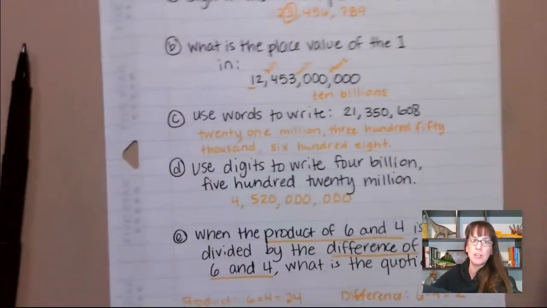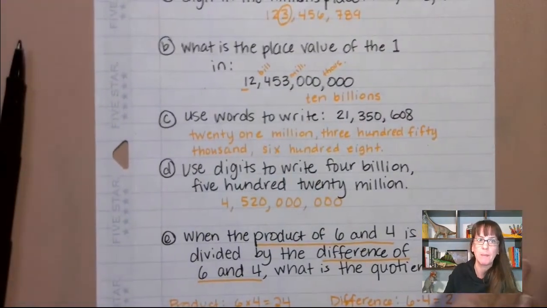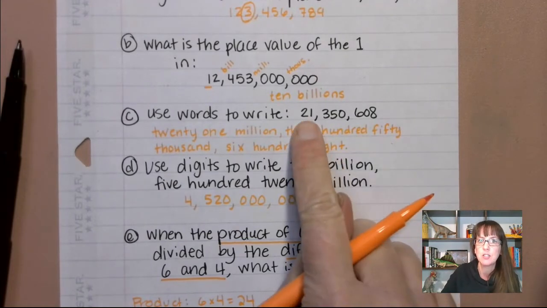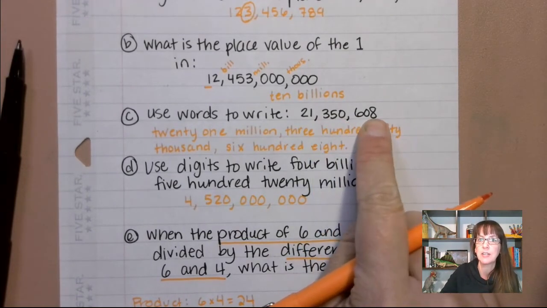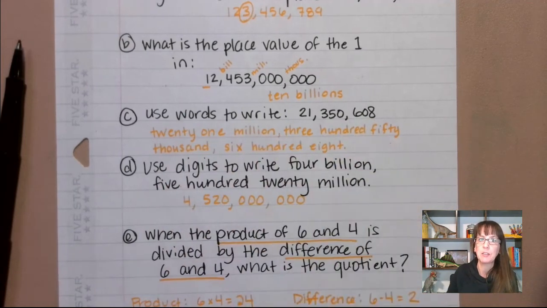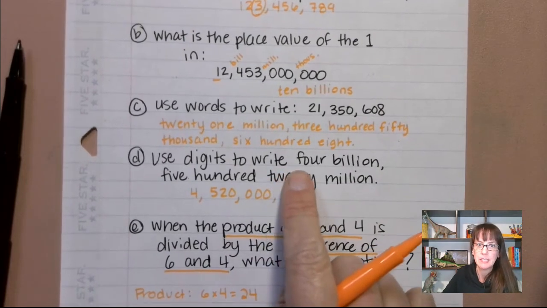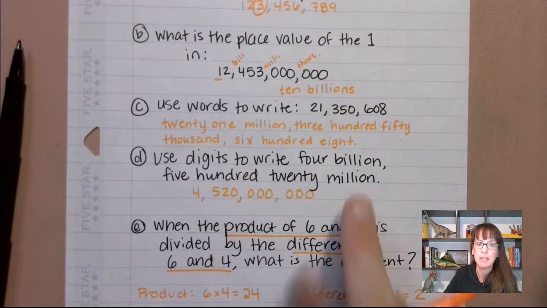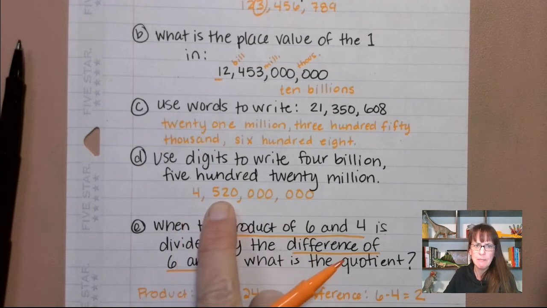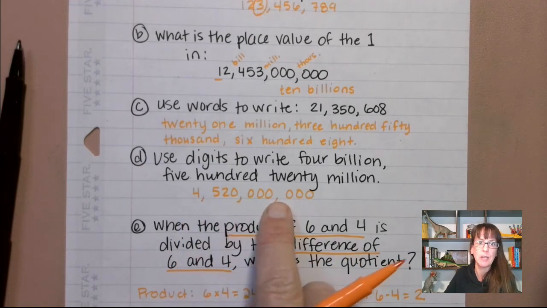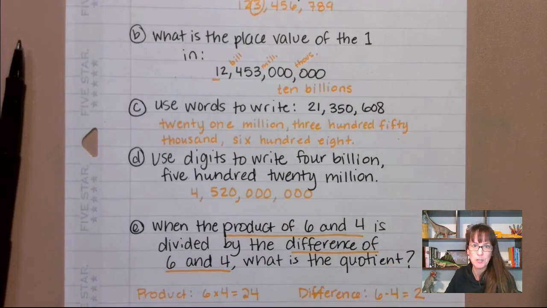10 billion spot. I just realized orange is probably hard to see. I'm sorry about that. Use words to write this. 21,350,608. All right, use digits to write this. 4,520,000,000. So we do 4 and our comma is billion, 520 million, and then we have to have our thousands comma in there as well.